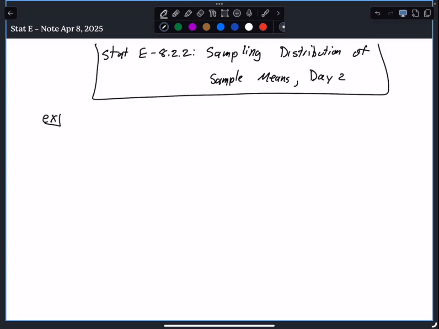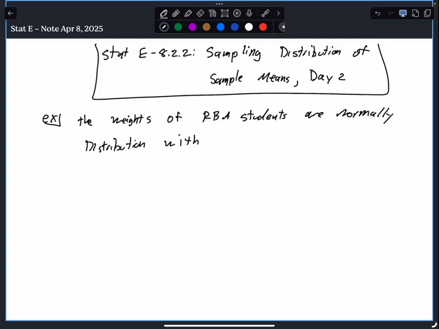So in this example, the weights of RBA students, which includes the lower grades, are normally distributed with a mean of 140 pounds and a standard deviation of 20 pounds. Okay, so there's the information I first gave to you.